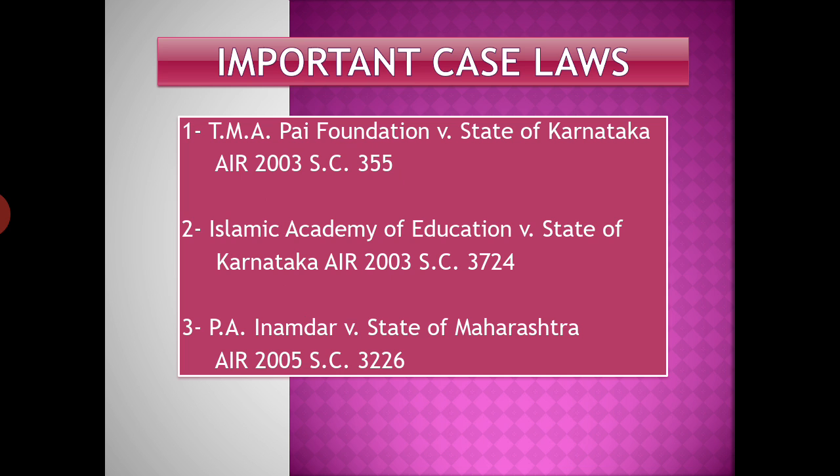In P.A. Inamdar versus State of Maharashtra, observing that education is national wealth essential for the nation's progress and prosperity, the Supreme Court held that the right to establish an educational institution, being an occupation, is guaranteed to all citizens under Article 19(1)(g) and to minorities under Article 30. However, merely because Article 30 has been enacted, minority educational institutions do not become immune from the operation of regulatory measures. The right to administer does not mean the right to maladministration.